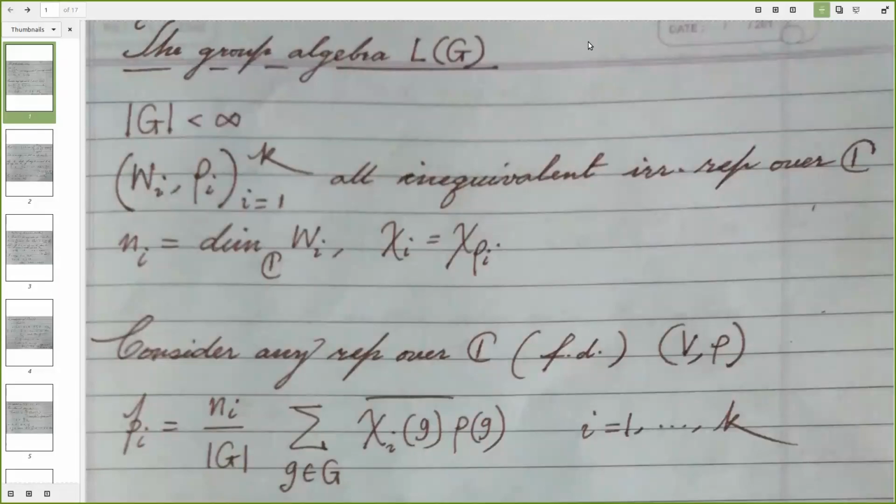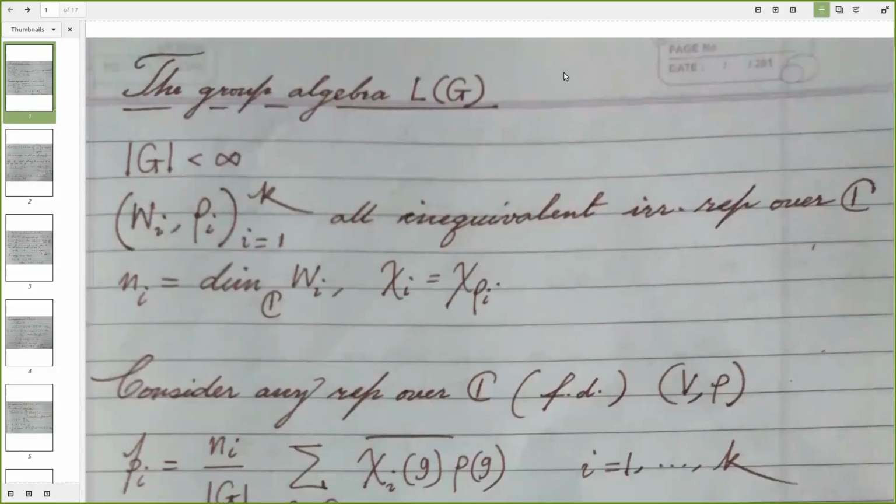Hello everyone, good afternoon. Today we will talk about the group algebra. So to begin with, let G be a finite group.